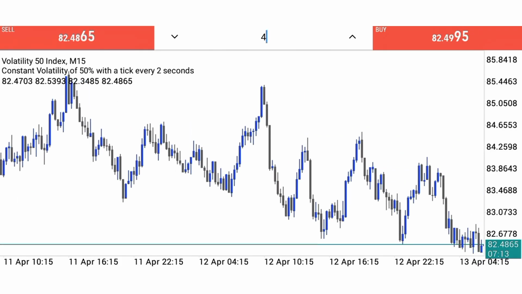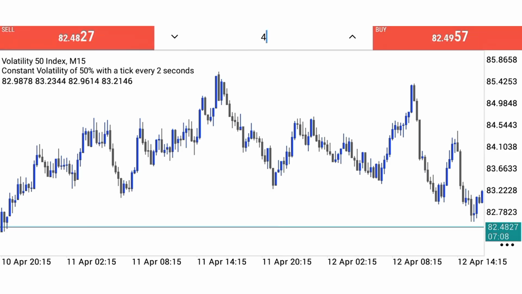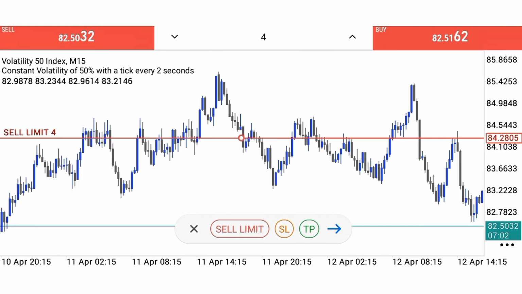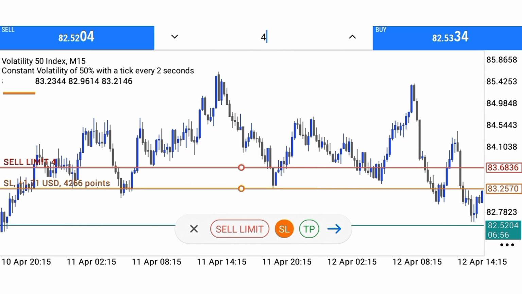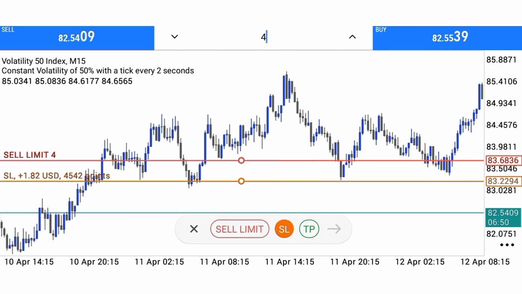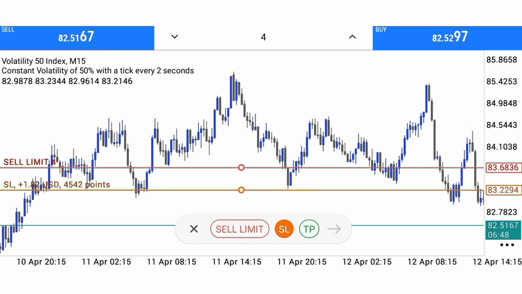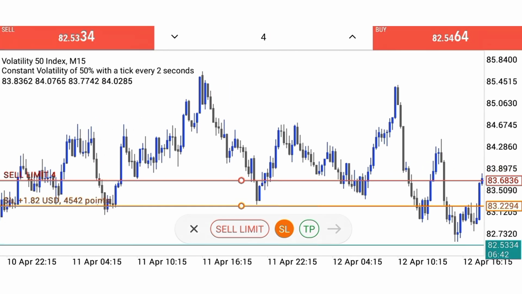So now when you go down to volatility 50, you can see right here that the lowest lot size on volatility 50 is 4. Now, as a beginner, you might think that this lot size is very, very big and risky, but the truth is that it is also very low. You can use this to trade small trading accounts. So you can think that this is very big as a lot size, but it still gives you very low risk on your trades.